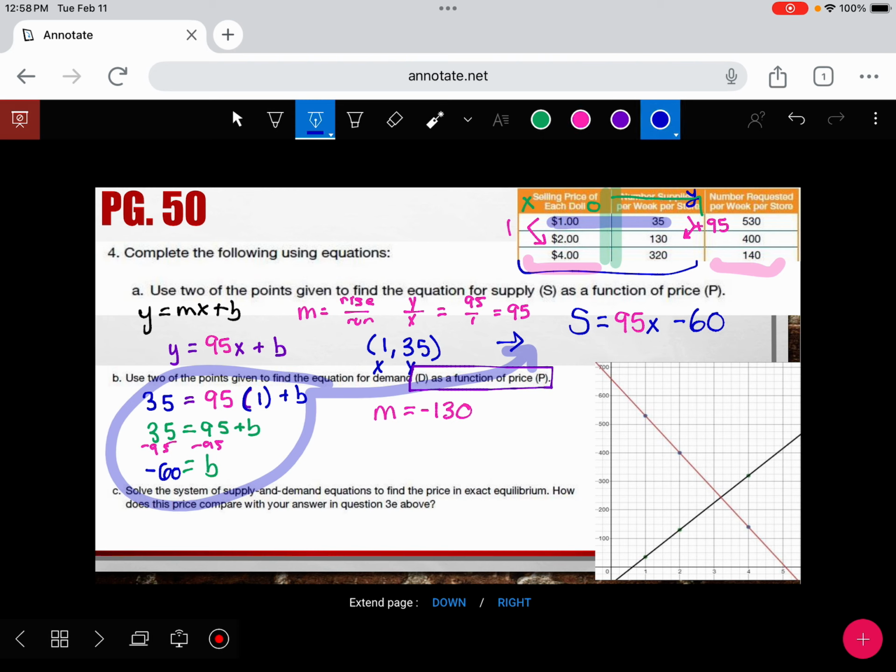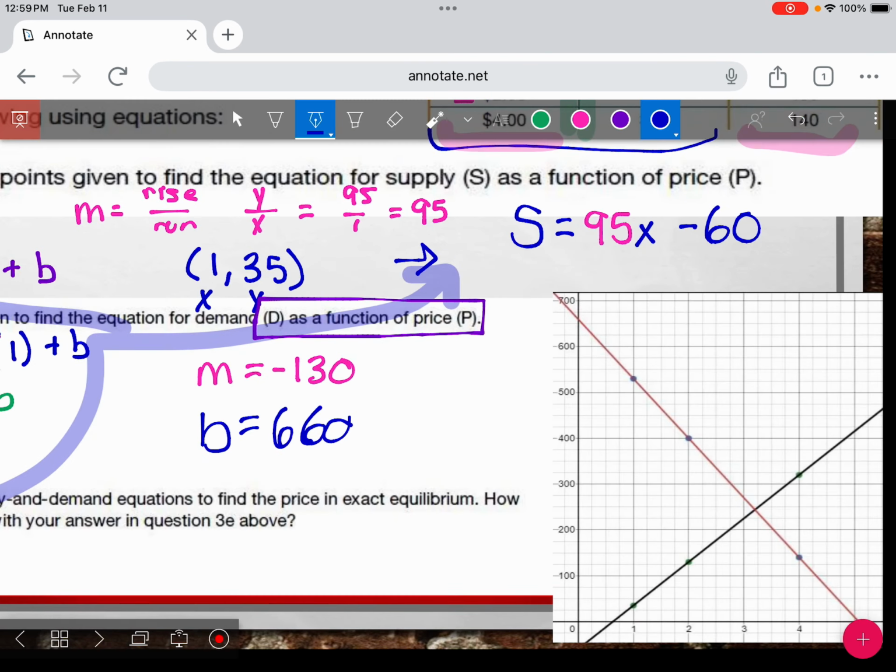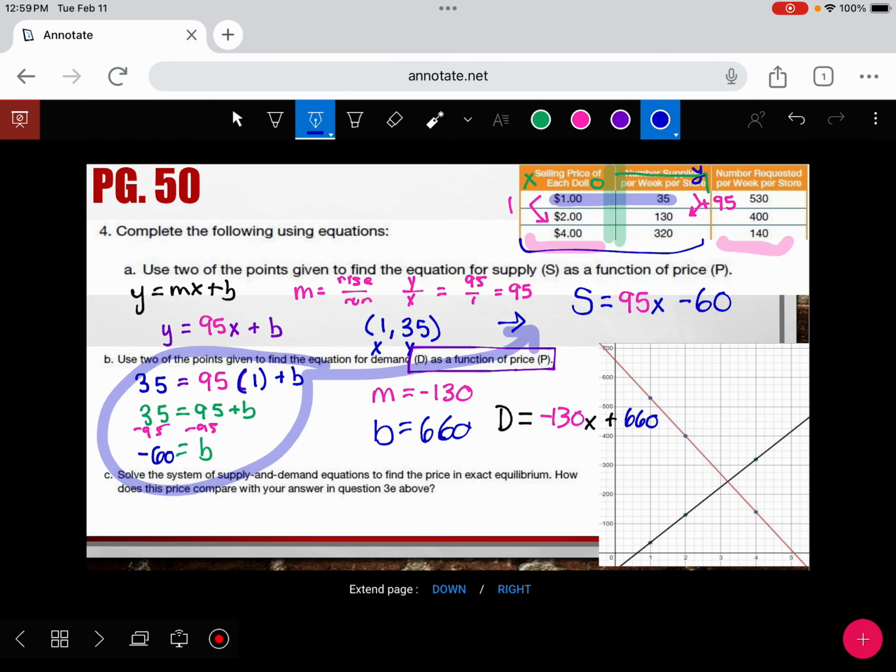What did we get for our y-intercept on this guy? 660. So the equation for our demand is minus 130x plus our b, plus that 660. And that matches up really good with our lines. If we look, we estimated right around 650, 660 for our y-intercept up there.